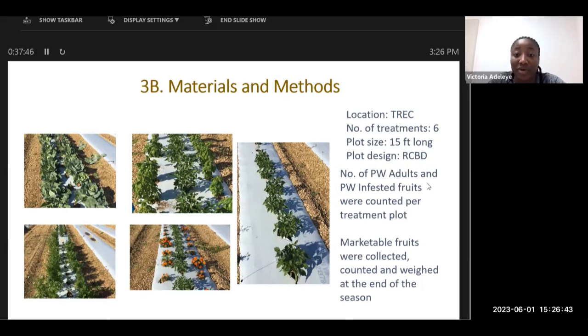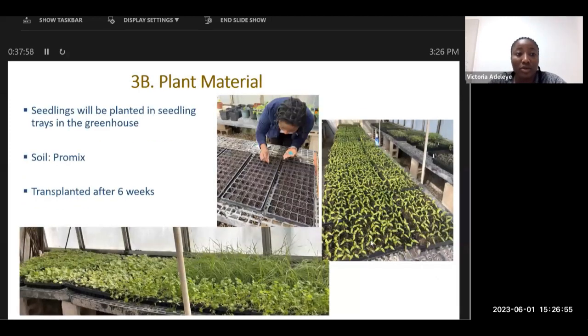The number of pepper weevil adults and infested fruits were counted per treatment plot in this study, and at the end of the season, marketable fruits were collected, counted, and weighed. All of our seeds were obtained from Harris and Seminis seed. We planted the seedlings in seedling trays in the greenhouse using Pro-Mix soil, and after 6 weeks, the plants were transplanted.